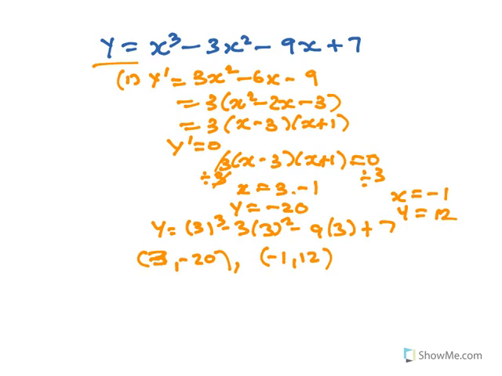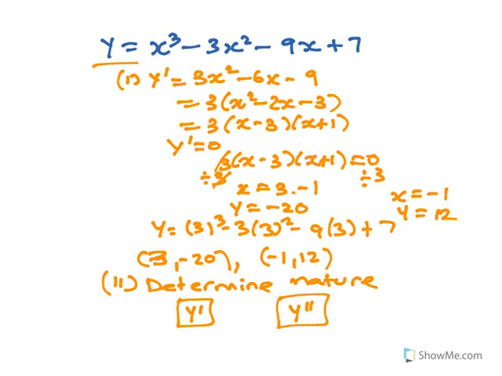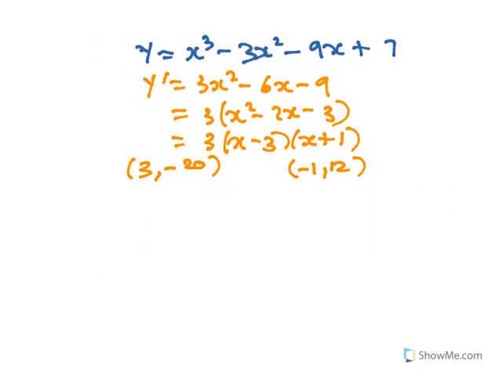Okay, the next thing is to determine the nature. So to determine the nature, there are 2 different ways to do it. You could use y dash, you can use y double dash. So I'm just going to run through both of those ways. Okay, so we have our 2 points.